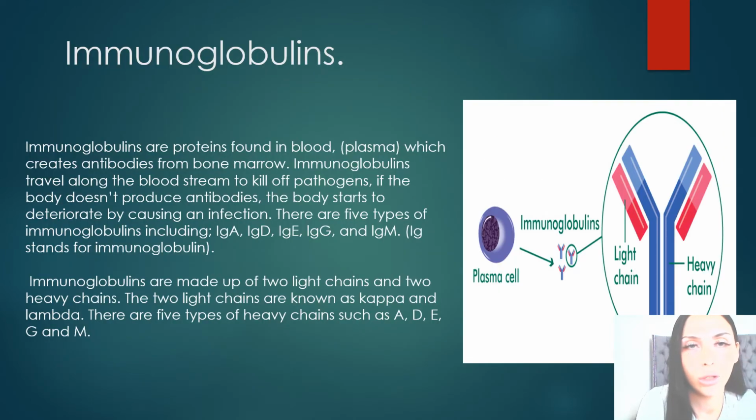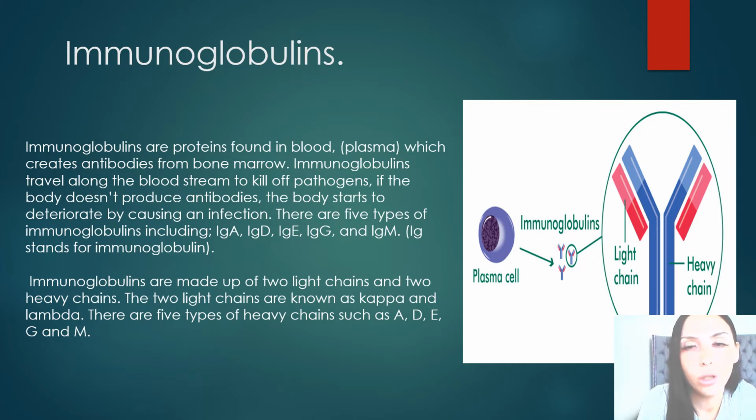Here we have immunoglobulins. Immunoglobulins are proteins which are found in the blood, which is also known as plasma, which creates antibodies from bone marrow. Immunoglobulins travel along the bloodstream to kill off pathogens. If the body doesn't produce enough antibodies, the body starts to deteriorate by causing an infection. There are 5 types of immunoglobulins, including IgA, IgD, IgE, IgG, and IgM.